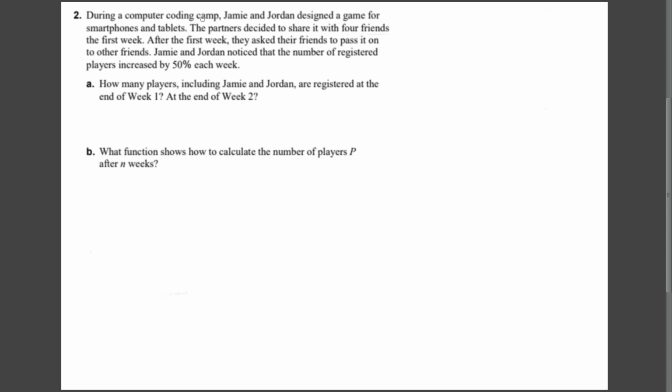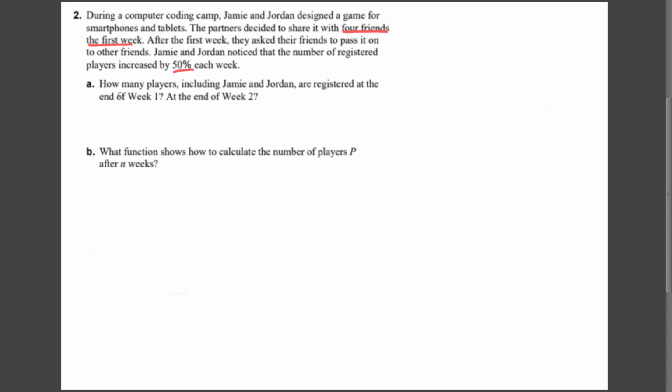During a computer coding camp, Jamie and Jordan designed a game for smartphones and tablets. The partners decided to share it with 4 friends the first week. After the first week, they asked their friends to pass it on to other friends. Jamie and Jordan noticed that the number of registered players increased by 50% each week. Cool. So we have a couple of things here. The partners decided to share it with 4 friends in the first week. So during the first week. After the first week, like at the end of the first week, they asked their friends to pass it on to other friends, and it's supposed to continue to grow from there.